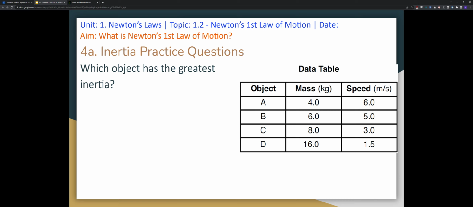Let's do some practice here. Which object has the greatest inertia? Again, mass is proportional to inertia, and velocity has no effect on inertia. So D has the greatest mass. Object D has the greatest mass, meaning it has the greatest inertia.